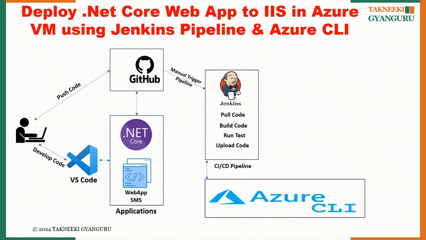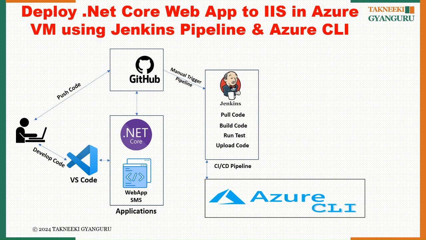So we will set up Azure CLI. I'll not show you how to install the Azure CLI. You can directly go to the Microsoft site, download the Azure CLI, and install it on your Windows machine. I have already installed this Azure CLI on my Windows machine where Jenkins is already installed.